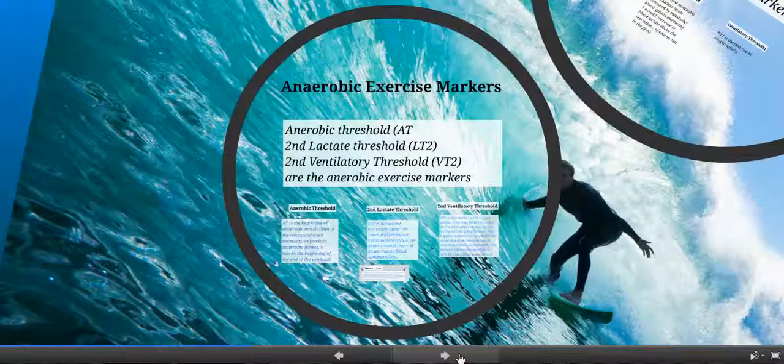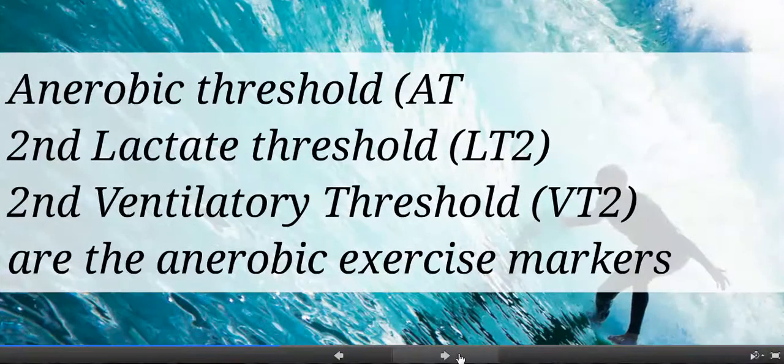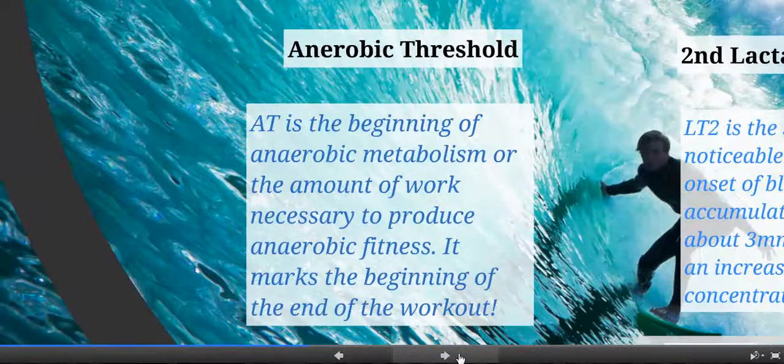So now let's move to the anaerobic exercise markers. There's three again: the anaerobic threshold, or AT, second lactate threshold, LT2, and second ventilatory threshold, VT2. Those are the anaerobic exercise markers. So anaerobic threshold is the beginning of anaerobic metabolism, or the amount of work necessary to produce anaerobic fitness. Basically, it means the beginning of the end of your workout.